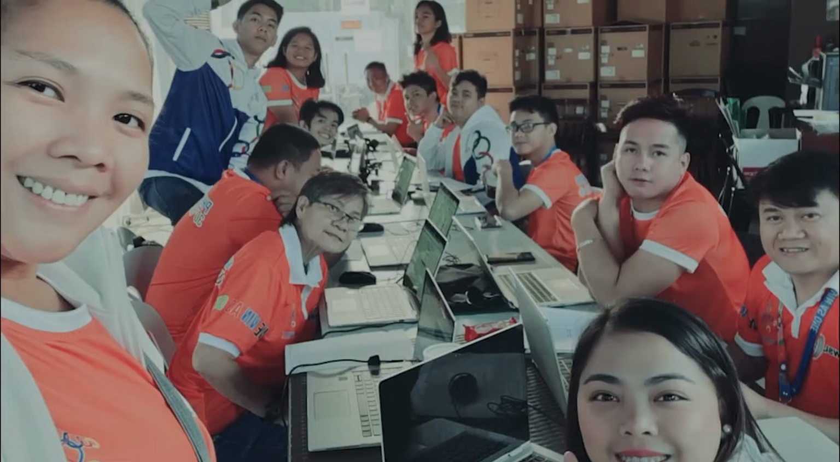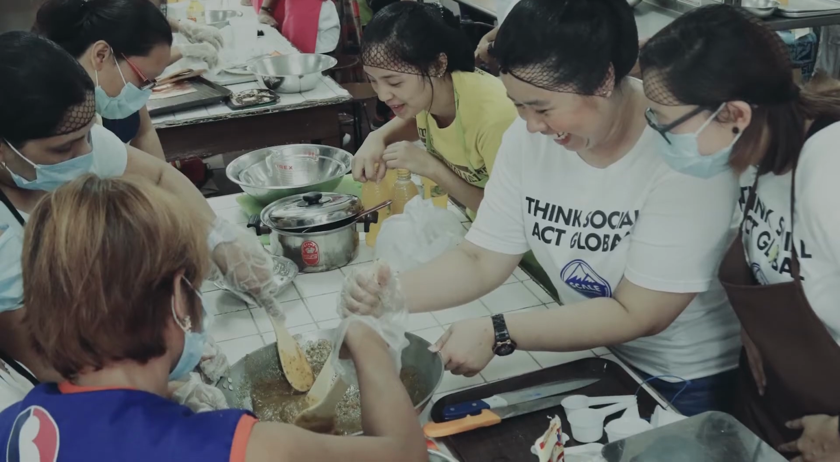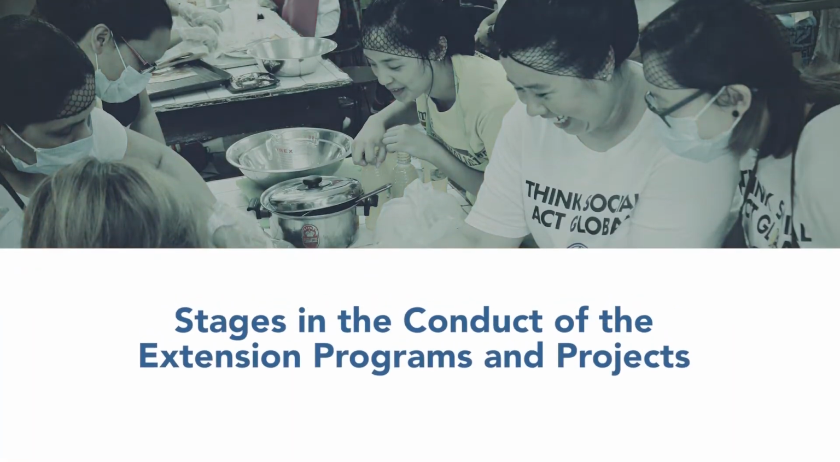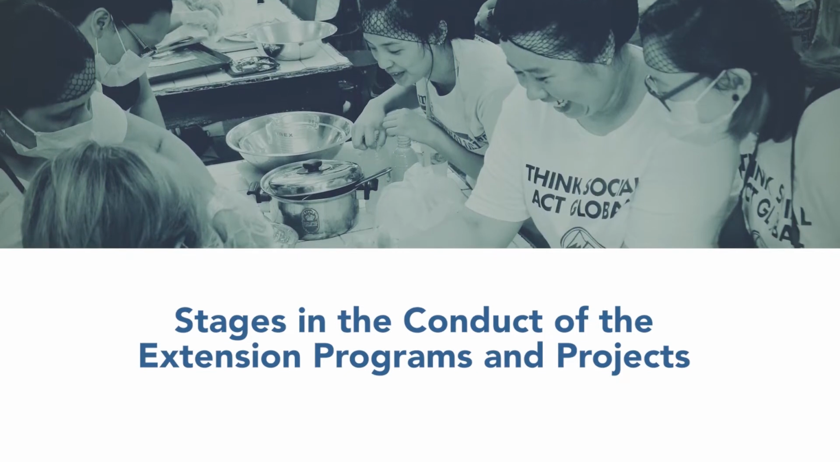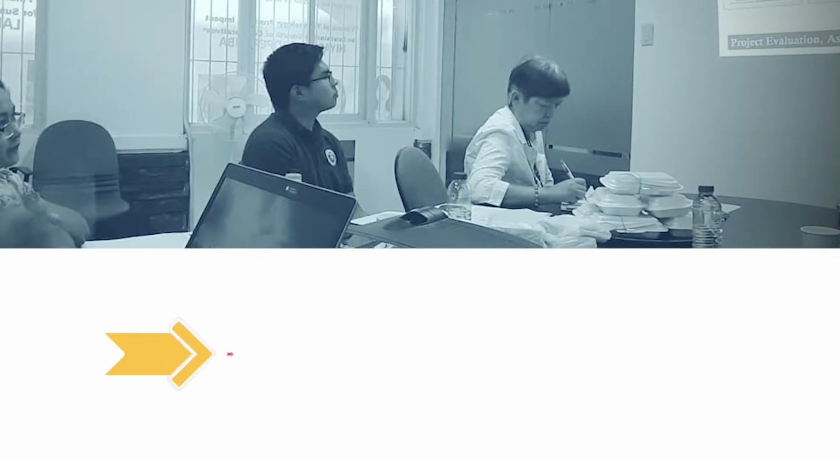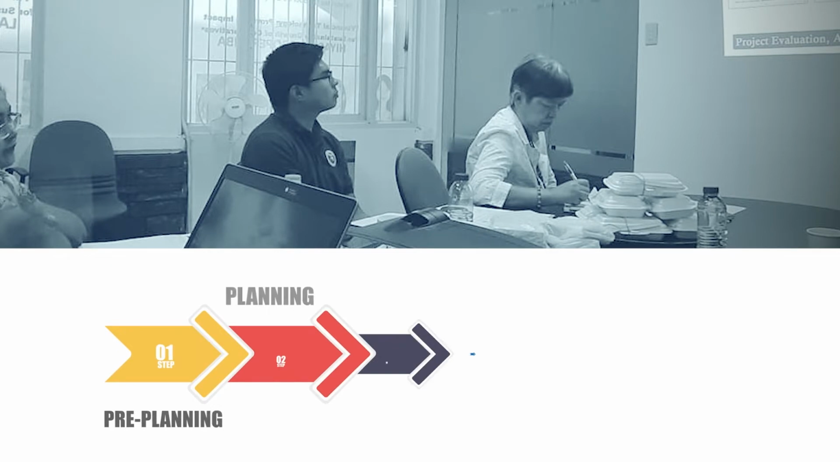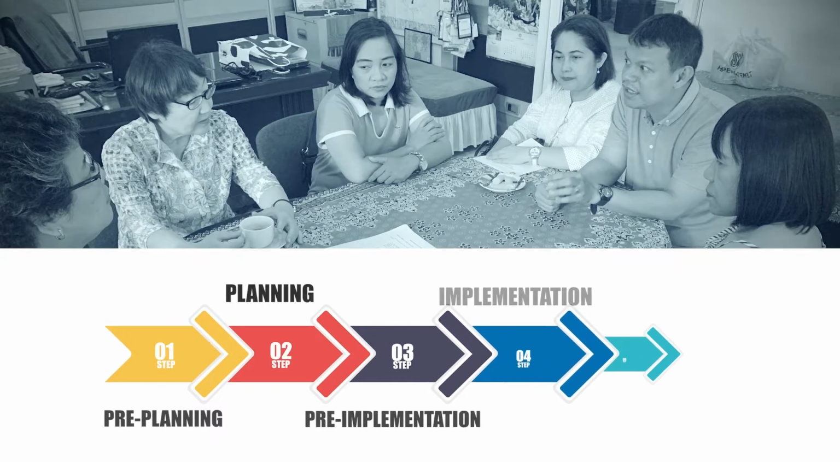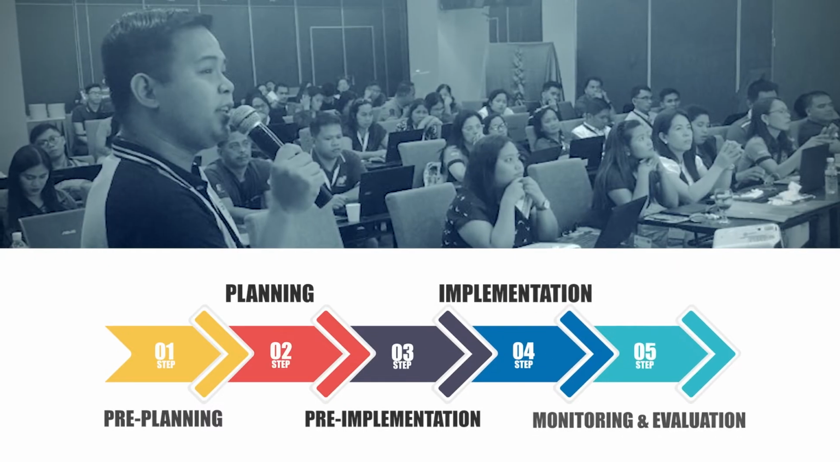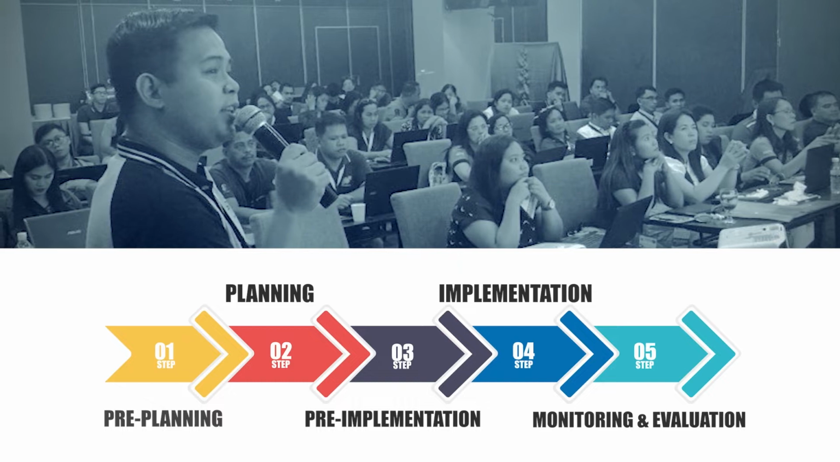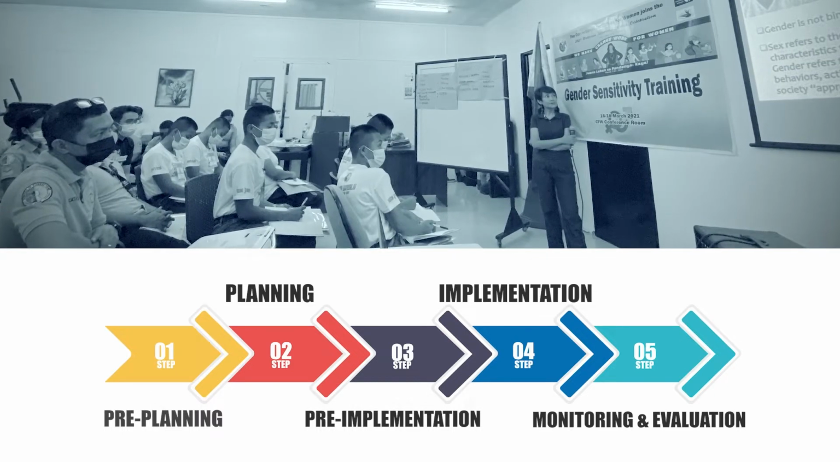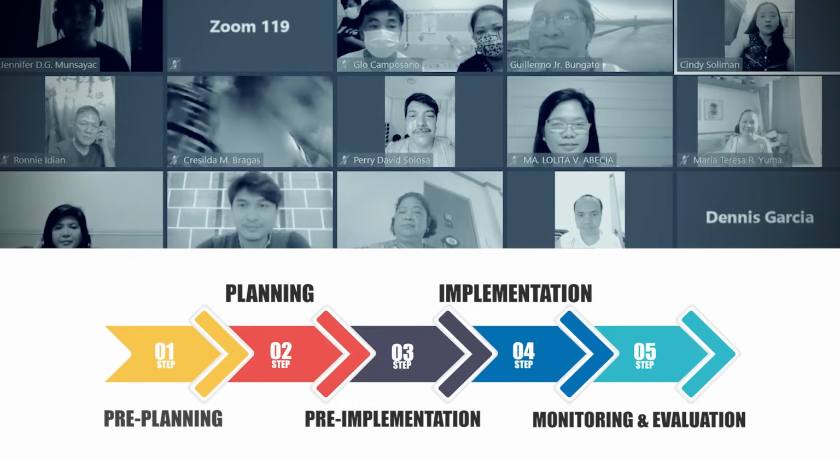For the easy and standardized procedure, the Extension Management Office laid down the following stages in the conduct of the extension programs and projects, and these are: Number 1, pre-planning, project identification. Number 2, planning. Number 3, pre-implementation. Number 4, implementation. And number 5, monitoring and evaluation.